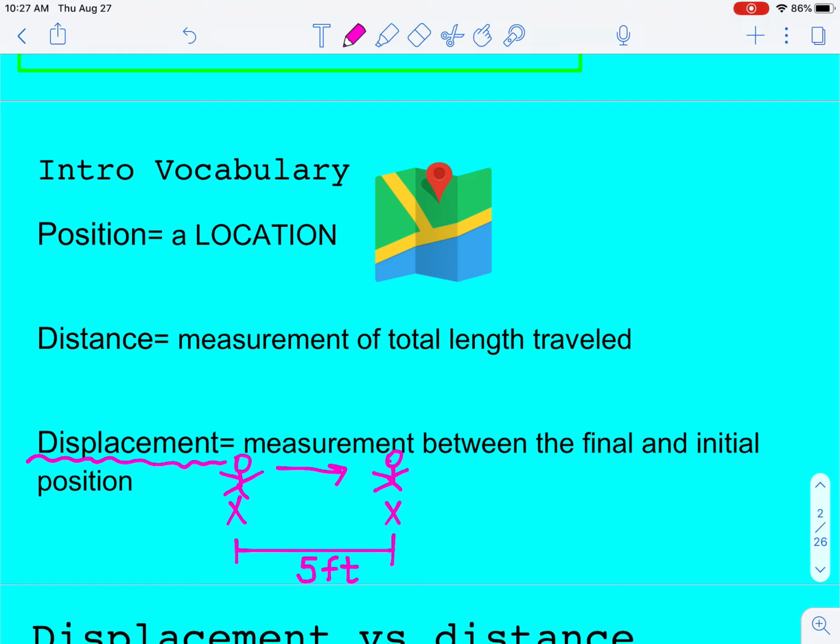While here I used feet, the unit we usually use in physics is meters. This is the metric system. Meters we will shorten as little m. 1 meter is roughly 1 yard, which is roughly about 3 feet.